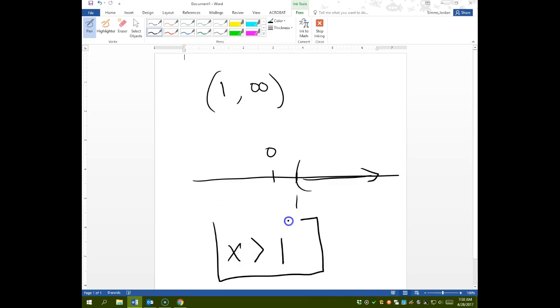All right? So for infinities, you don't have to do what's called a compound inequality with the two numbers. You can just make a simple inequality with infinity.